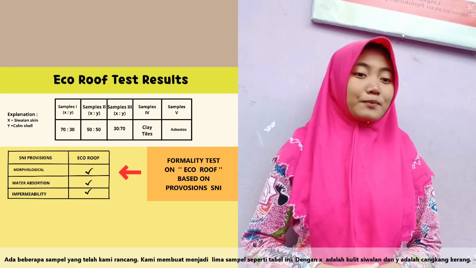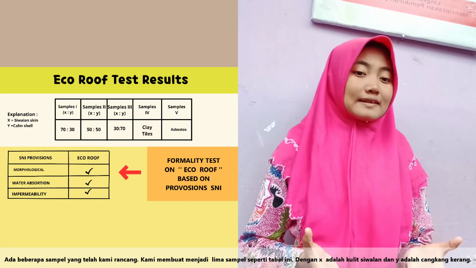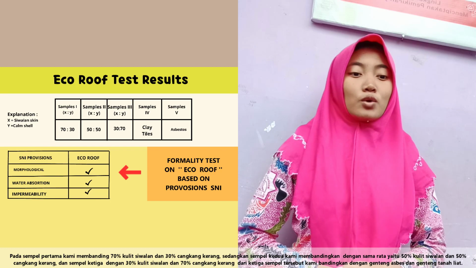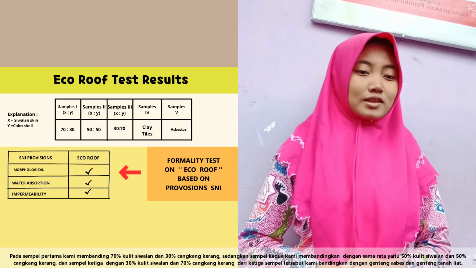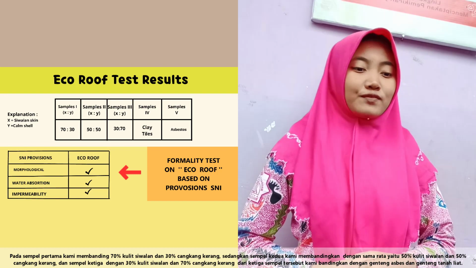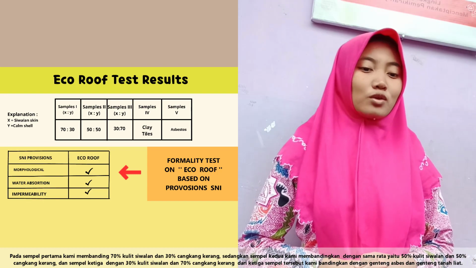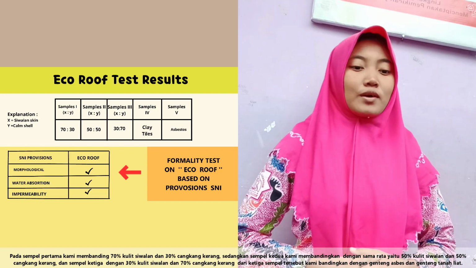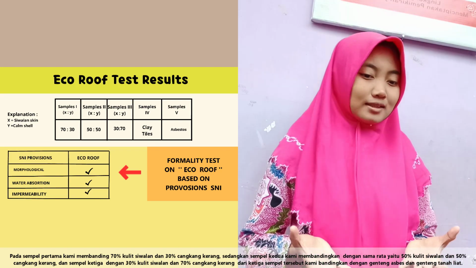There are several samples that we have designed. We make 5 samples like this table, where X is walan shell and Y is conch shell. In the first sample, we compare 70% walan shells and 30% conch shells. In the second sample, we compared equally, namely 50% walan shells and 50% conch shells. And in the third sample, 30% walan shells and 70% conch shells. From the three samples, we compared them with asbestos tiles and clay tiles.